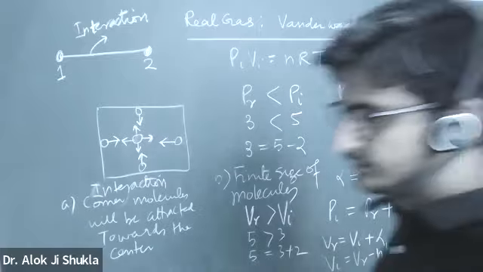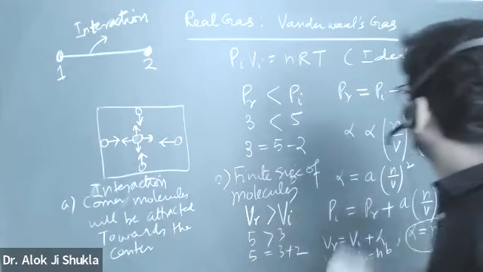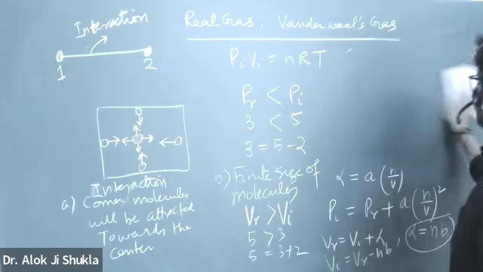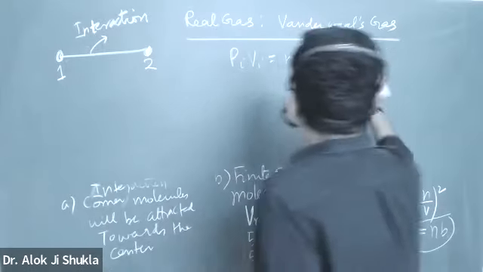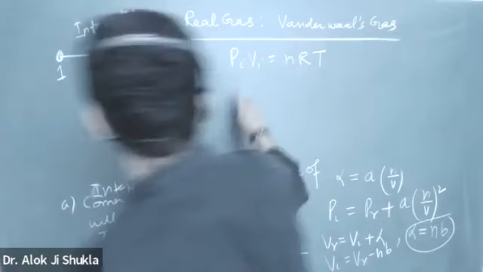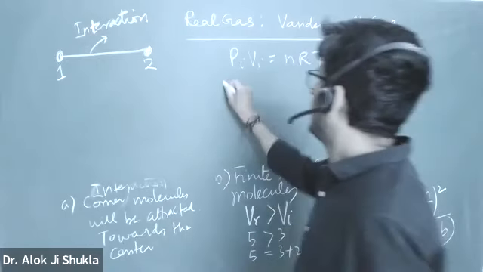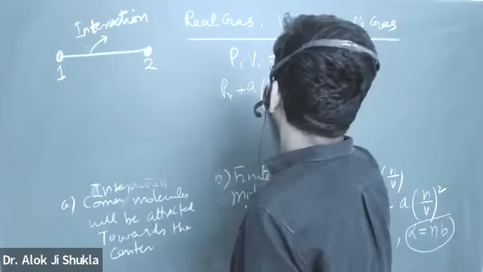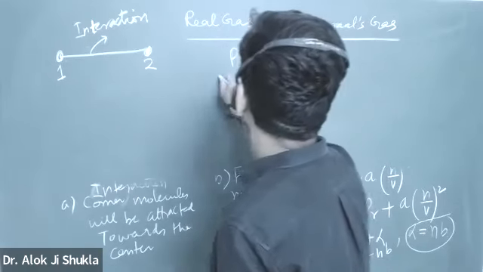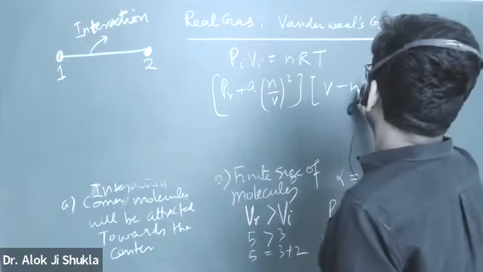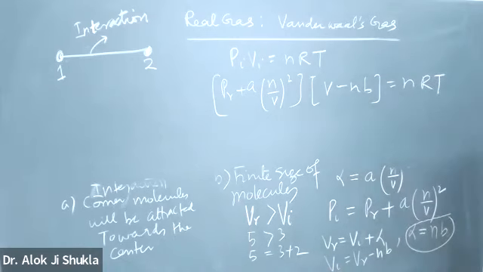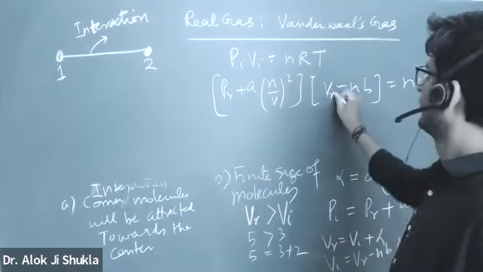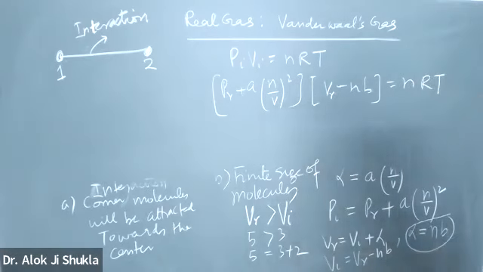Now let us modify our result by putting the values of ideal here. So P plus A N by V whole square into V minus NB is equal to nRT. This is the van der Waals gas equation. This is VR. So we don't write VR or PR; generally we drop it.